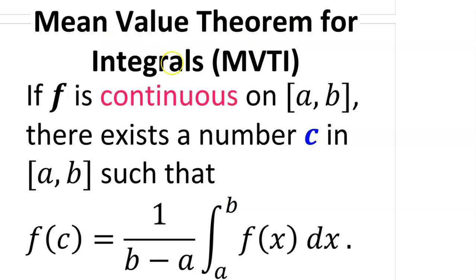Notice that the mean value theorem for integrals involves f at c, not f prime. Also notice that the mean value theorem for integrals only requires that f is continuous. It does not also have to be differentiable. Anyway, this theorem guarantees the existence of a number c where f at c is equal to this formula. This is the average value formula, which I abbreviate by saying the integral divided by the interval.